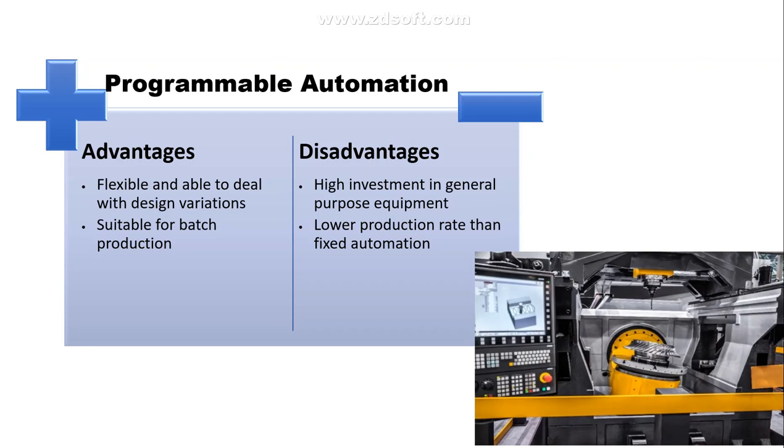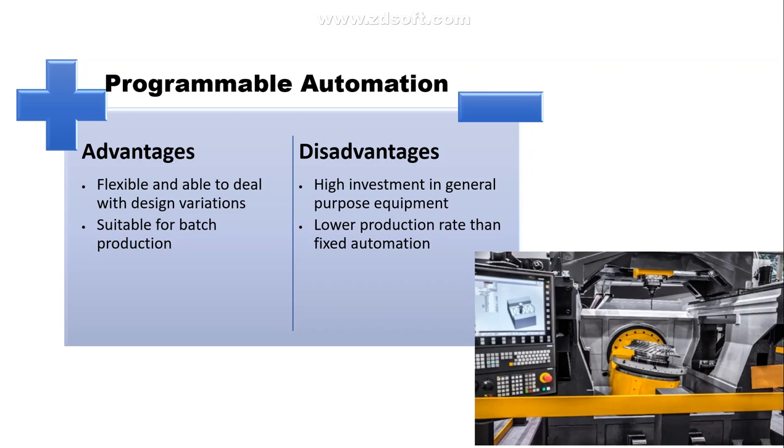So disadvantages: we have a high investment in general purpose machine equipment. In general, we have learned that a batch production system is not really required to be highly technical. We can use general purpose machines also. So somewhere there is a higher investment in terms of general machines connecting to the software controlled machines, which is high in terms of investment for business units. The second one is a lower production rate than fixed automation, so the productivity rate is less compared to fixed automation.